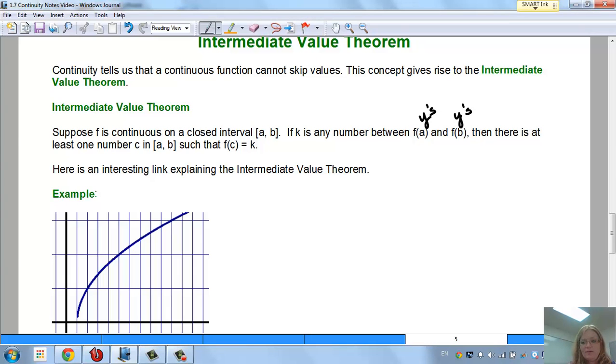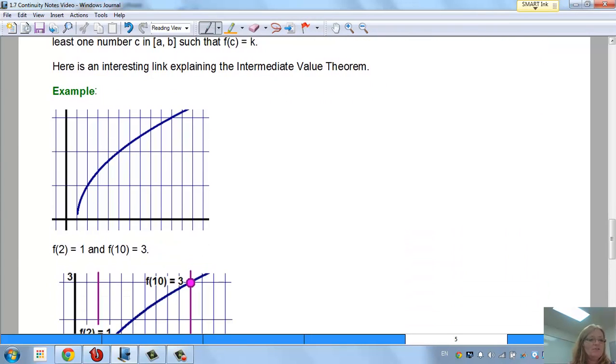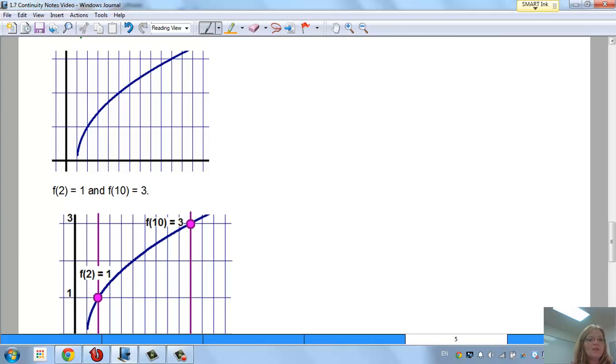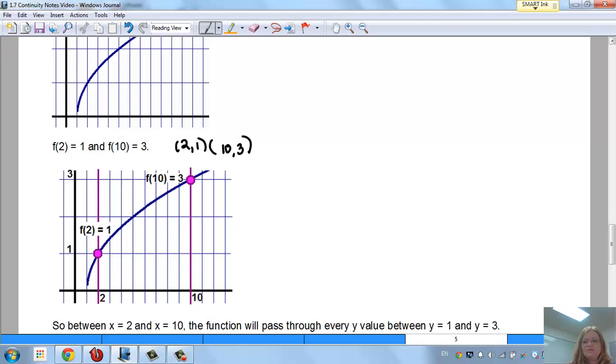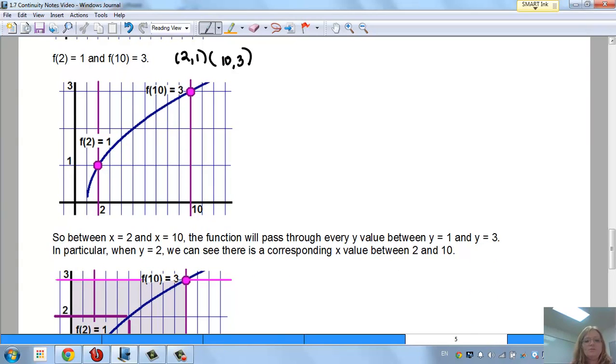I have other links, but I didn't put the link on here. So here I have this function that looks continuous. So if I pick f of 2 equals 1, which is the point (2, 1), and the point (10, 3) are on the graph. So you say f of 10 equals 3 and f of 2 equals 1. See how I put them on the graph? What this theorem says is that between 2 and 10, the function will pass through every y value between 1 and 3. In particular, when y is 2, we can see that there's a corresponding x value between 2 and 10. So they're just telling you that this is continuous in between at all values.